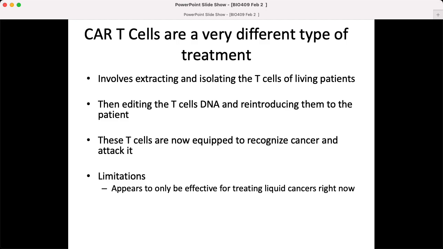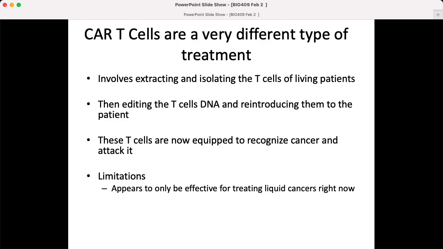And one thing that's really cool is I think CAR T cells are a very different type of treatment. And I think that's why it's really interesting to talk about, because you have to actually extract the T cells from the blood of living patients who have the cancer. And then you can edit these T cells, and you are editing their DNA by introducing them, and then you have to reintroduce them to the patients. And these T cells are now able to recognize and attack the cancers that are unfortunately affecting these patients.